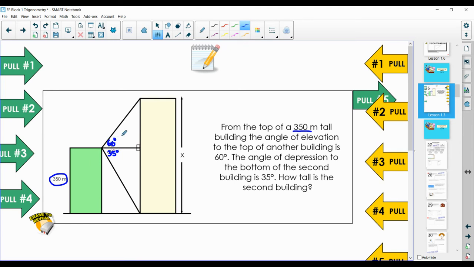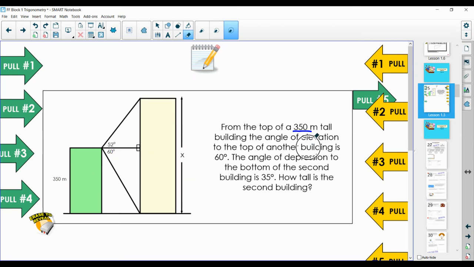So the angle of elevation to the top of the second building is 60 degrees, and the angle of depression to the bottom of that building is 35 degrees. And the question is, how tall is the building? In a question like this, when we get into solving these later, ultimately what we're going to have to do is figure out each of these two heights, using the information we have. We already know this one is 350. We're going to have to figure out this missing height here so that we can find out the total height of the building. And again, we'll get into that in another lesson.